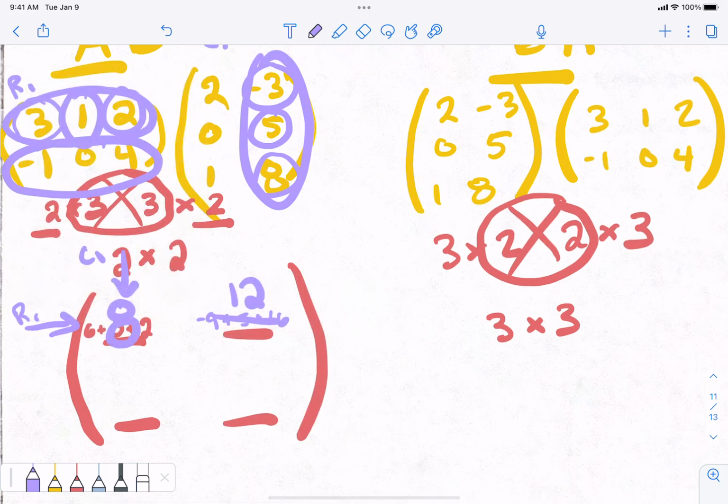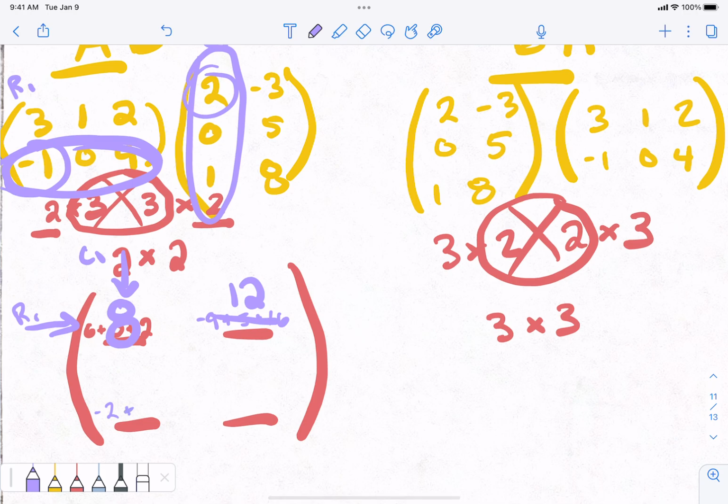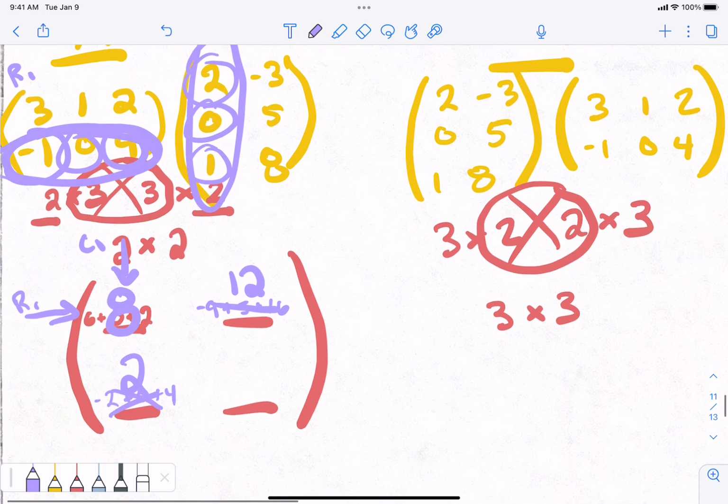This is row 2. I'm going to take that times column 1. Let me get rid of all my other junk here. Okay, row 2 times column 1. Okay, if I take negative 1 times 2 is negative 2, plus 0 times 0 is 0, plus 4 times 1 is 4. And negative 2 plus 0 plus 4 is 2. Yeah?